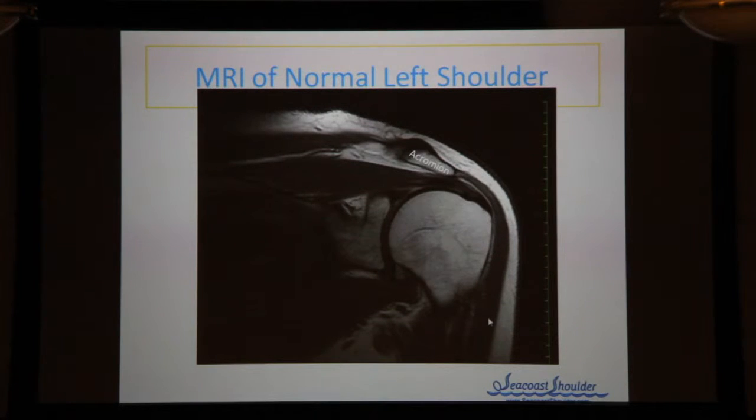And the deltoid comes all the way down, and it's going to insert halfway down or a third of the way down the arm. This white stuff here is fat that's underneath the skin.